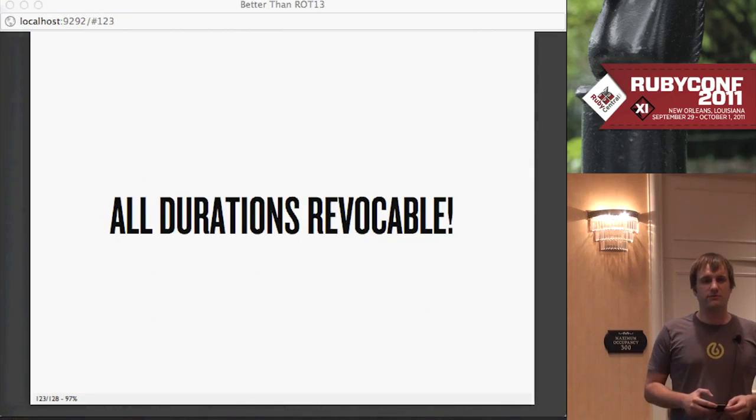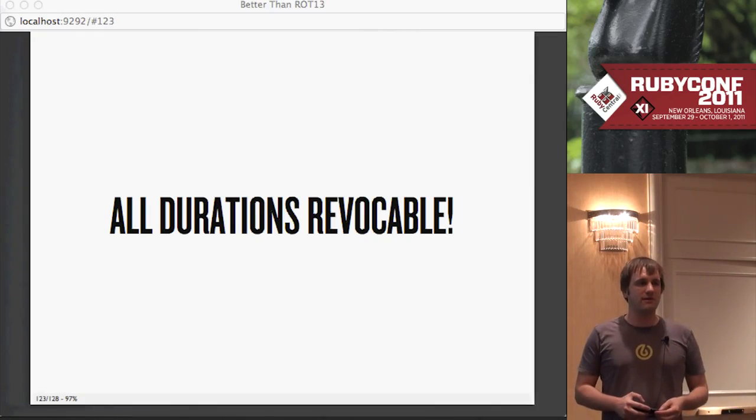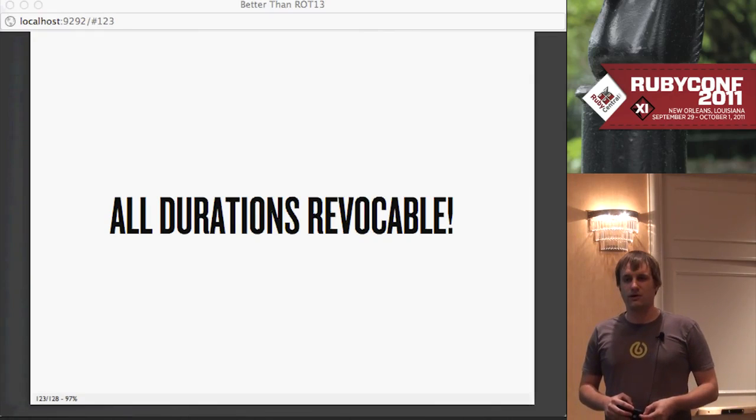And again, all these durations are revocable. Some of the greatest cryptographers out there who've been doing it for 30, 40, 50 years still make mistakes. So just because you've spent all that time studying doesn't mean that you're capable of producing this bulletproof cipher.